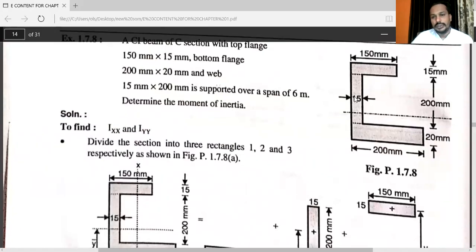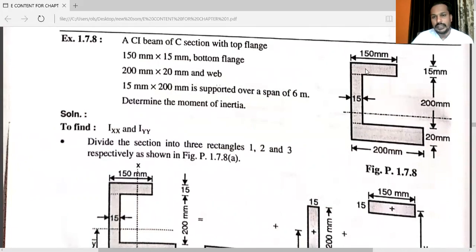See, this is your given diagram. This is a bottom flange. This one is a web, and this one is a top flange. You can see the base distance 200 mm for first flange. The depth is 20. This base is 15. Height is 200. Again, here the base is 150 and the depth is 15 mm.